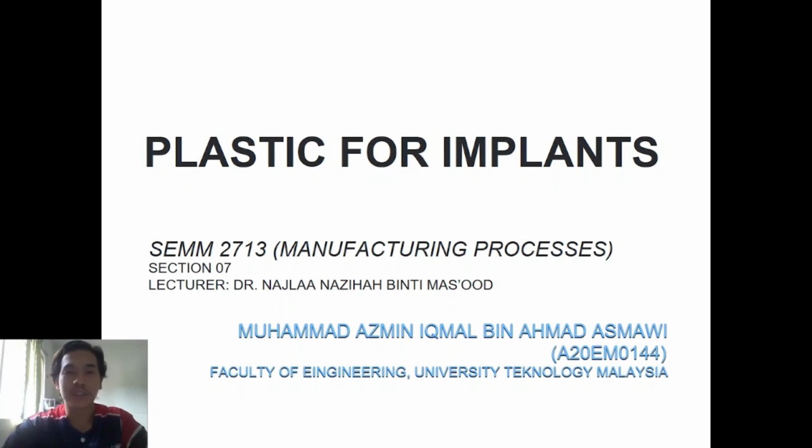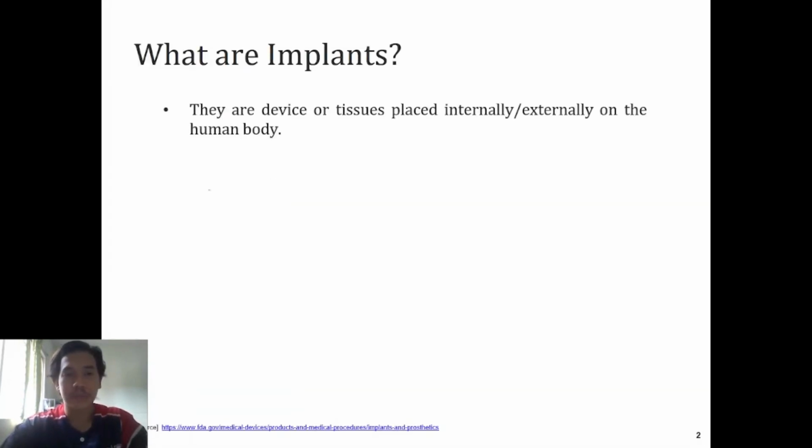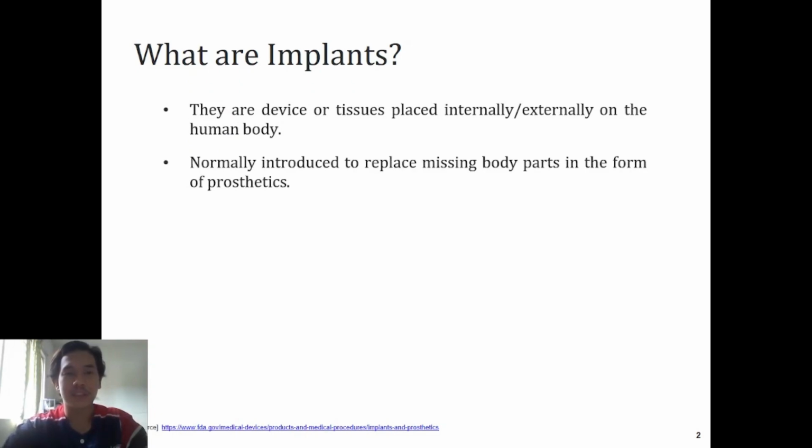The topic given to me is plastic for implants. So, what is plastic for implants? Plastic for implants are devices or tissues that are placed in the human body, externally or internally. These are used to replace missing body parts in the form of prosthetics.